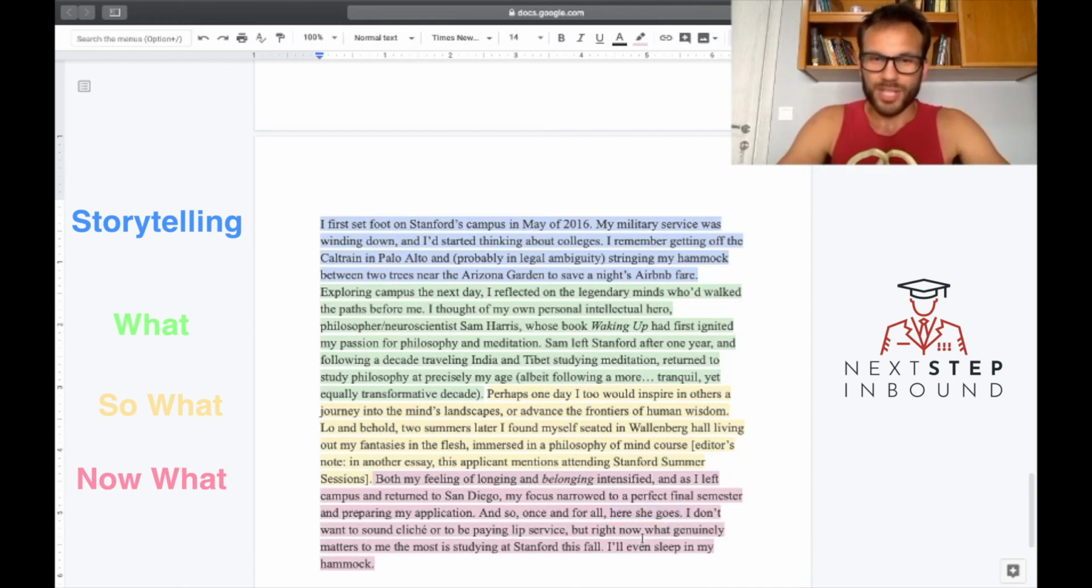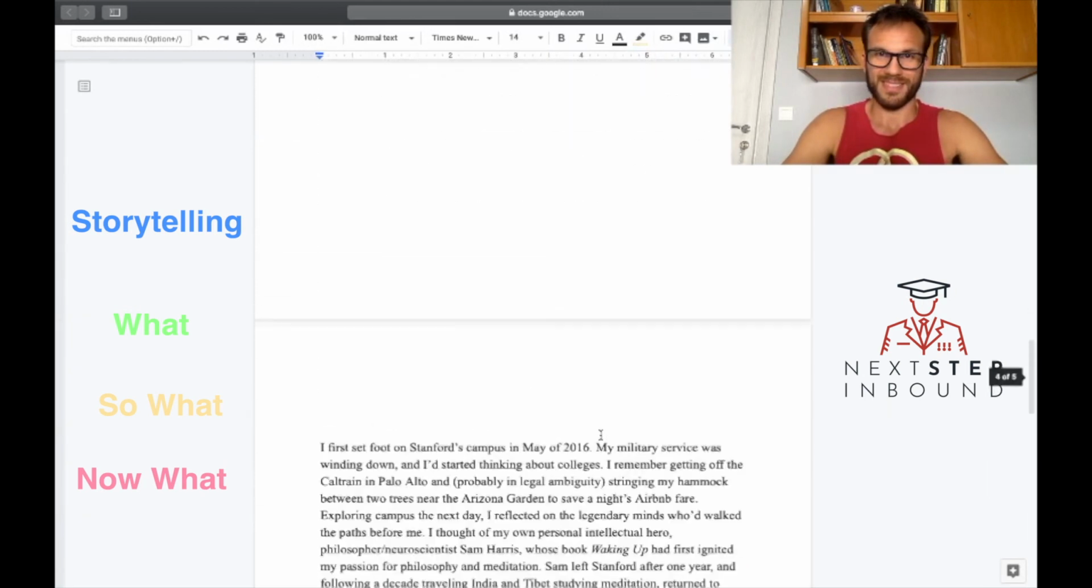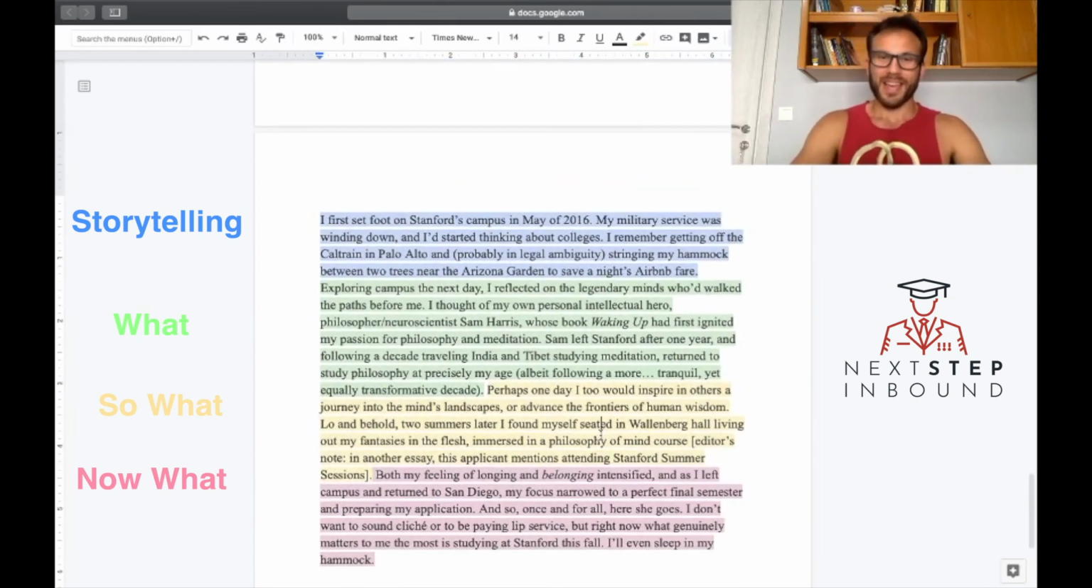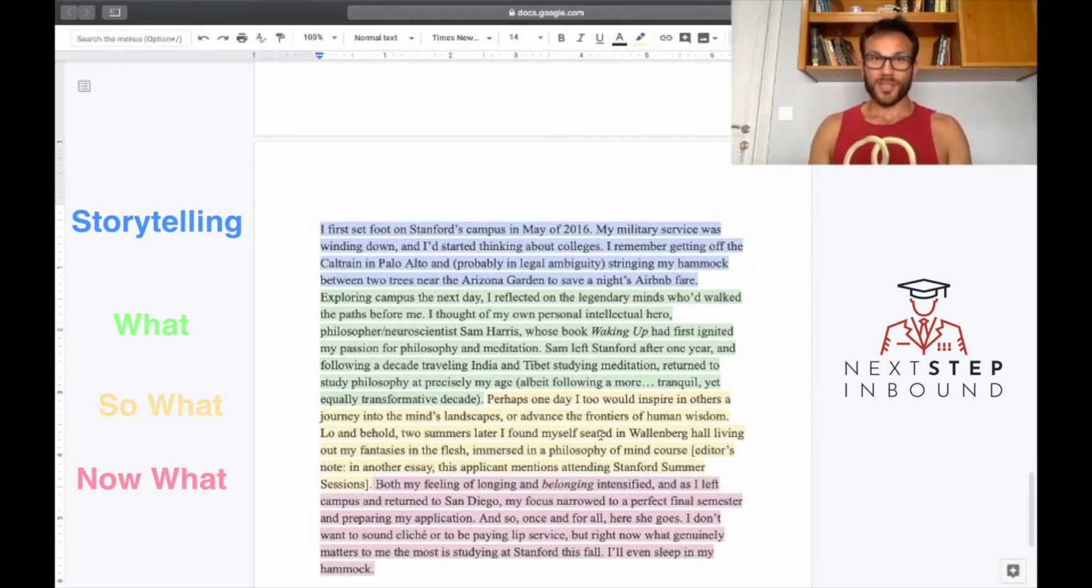"I don't want to sound cliché, blah, blah, blah. What matters to me the most, right, is studying at Stanford this fall. I'll even sleep in my hammock." I just had to check, I thought for some reason I wrote sleeping bag. Okay, yeah, "I'll even sleep in my hammock." So that's the now what. After all this, I've made this growth, had these realizations in myself, and now I want to go to Stanford, no matter what, to emulate my idol Sam Harris, even if I have to sleep in a hammock.